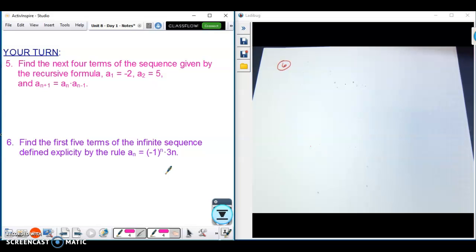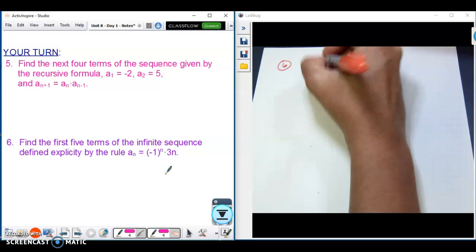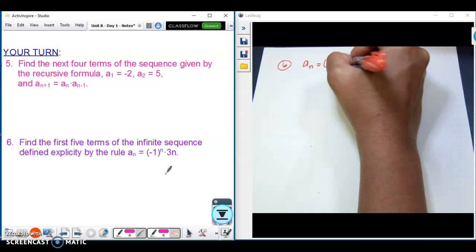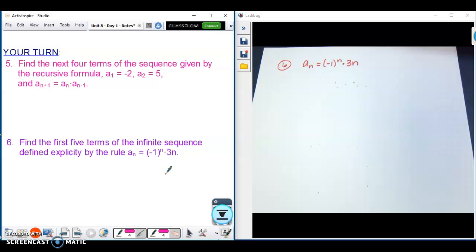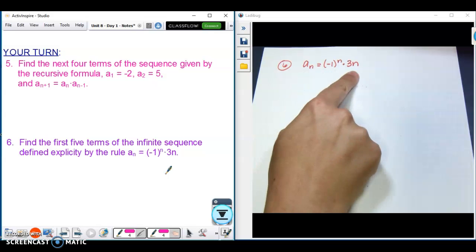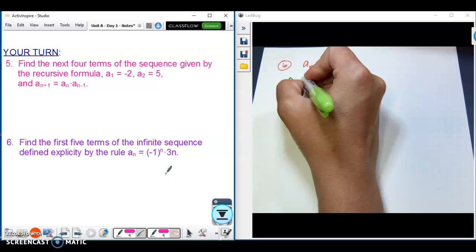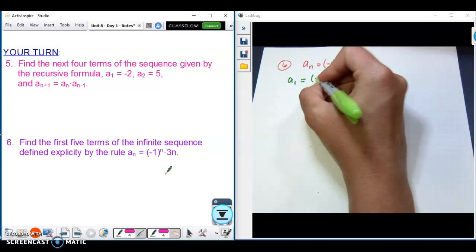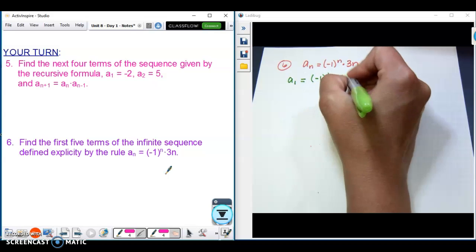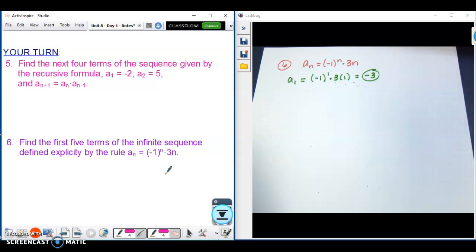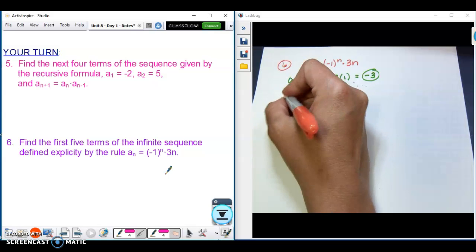So for 6, we want to find the first 5 terms of the infinite sequence, so it just means it keeps going on forever, defined explicitly by the rule a sub n equals negative 1 to the n times 3n. A couple things here. Now, they told you it was explicit, but even if they didn't tell you it was explicit, it doesn't have anywhere in here where it has the n plus 1 or n minus 1. Also, they didn't give you a term, so you know it can't depend on a previous term. Okay, so that's why it has to be explicit. So to get the first term, you're literally just plugging in 1 for n. So we're going to have negative 1 to the first power times 3 times 1, which will give us negative 3. And then we're going to plug in 2.